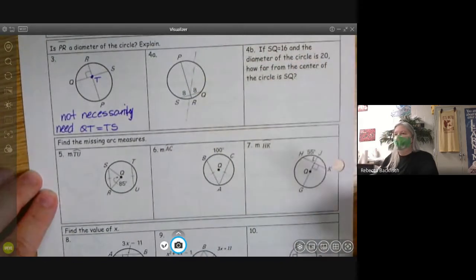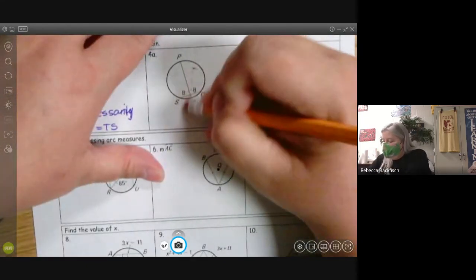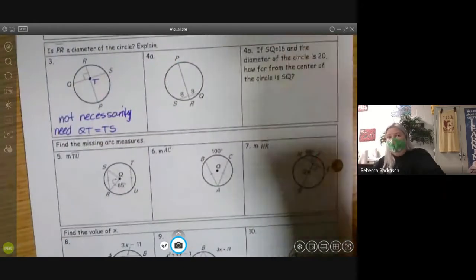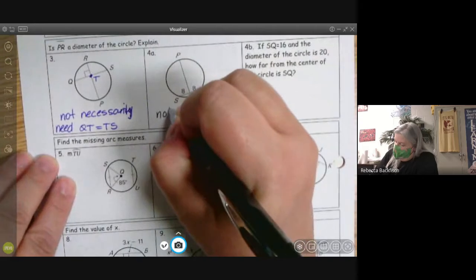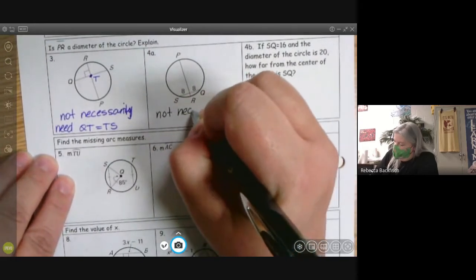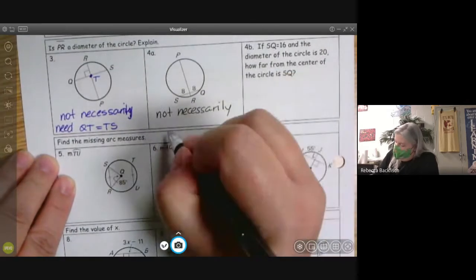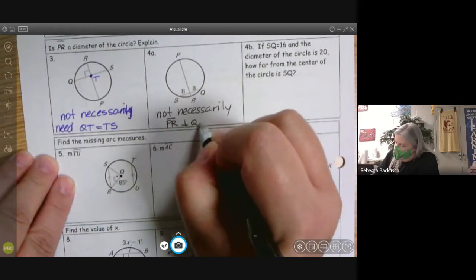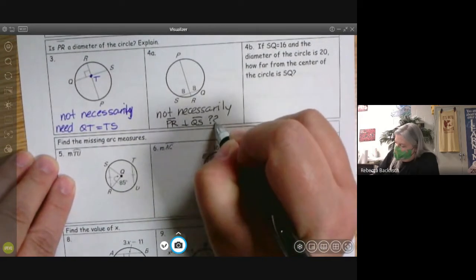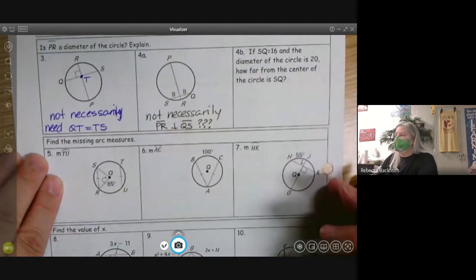Just going through the middle is not enough to say that's a diameter. It also has to be perpendicular. So without a right angle symbol there, I'm going to say not necessarily. We need to know, is PR perpendicular to QS? I'm trying to sort of shorthand explain myself. We don't know that. We would need to know that.